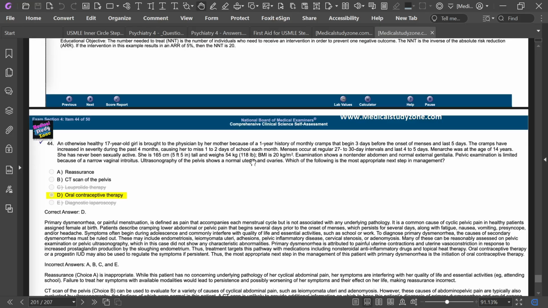Patients describe cramping, lower abdominal pain, or pelvic pain that begins several days prior to the onset of menses and persists for several days, along with fatigue, nausea, vomiting, pre-syncope, and/or headache. Symptoms often begin during adolescence and commonly interfere with quality of life and essential activities such as school or work. To diagnose primary dysmenorrhea, the causes of secondary dysmenorrhea must be ruled out.